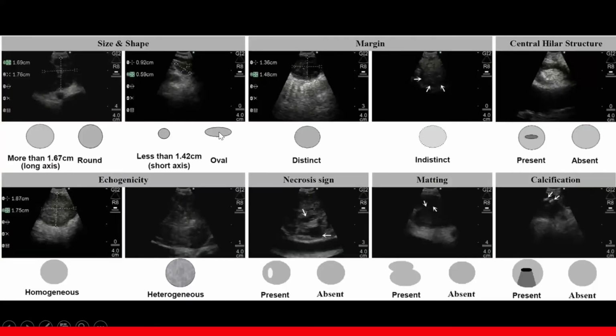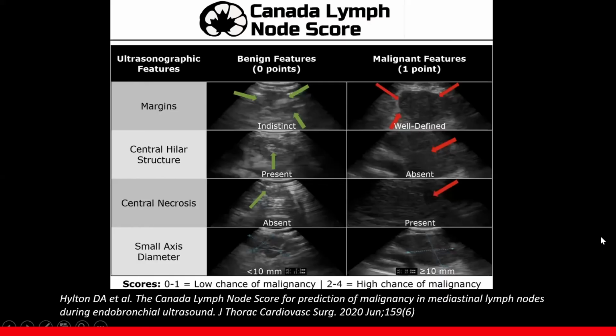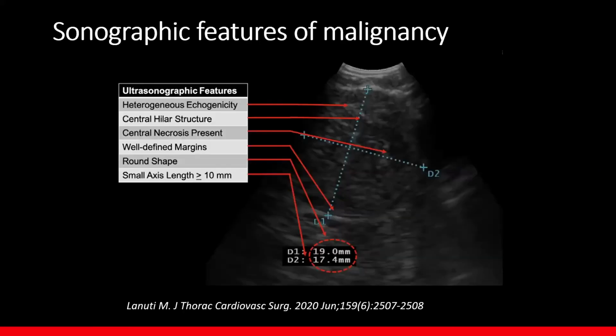So summarizing everything, the different features: the size, the shape, the margin, the central hilar structure, echogenicity, is it homogeneous, is it heterogeneous, is the necrosis sign present or absent, is there matting, is there calcification. This is one of the scores used for malignancy, known as the Canada lymph node score. Again, margin, central hilar structure, and the size. If you have more than 2 score, there is a high chance of malignancy.